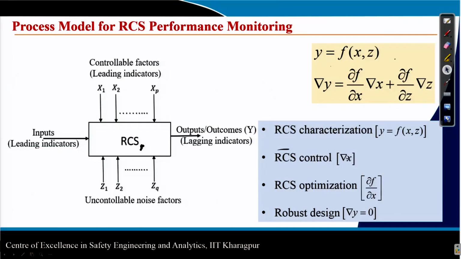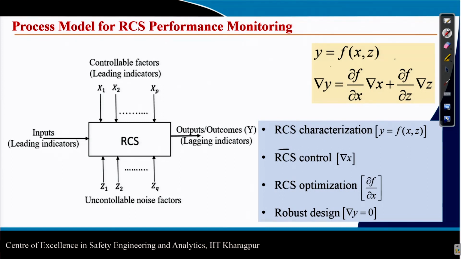Now I give you the issue that when we talk about risk control system and leading and lagging indicators, please understand how you generate leading and lagging indicators for this control system. In order to generate them, you just think of the process model concept. This process model concept is very prominent in the quality domain and in the business domain also.